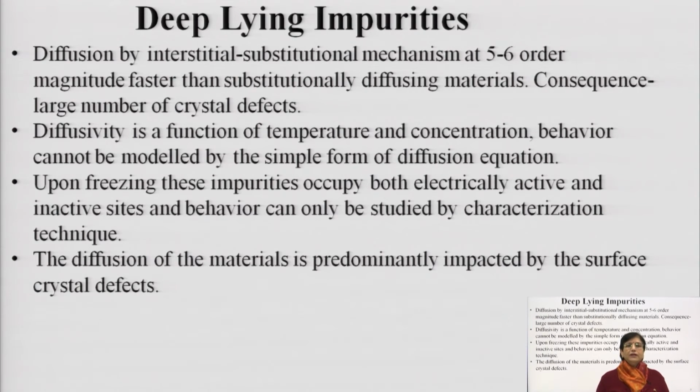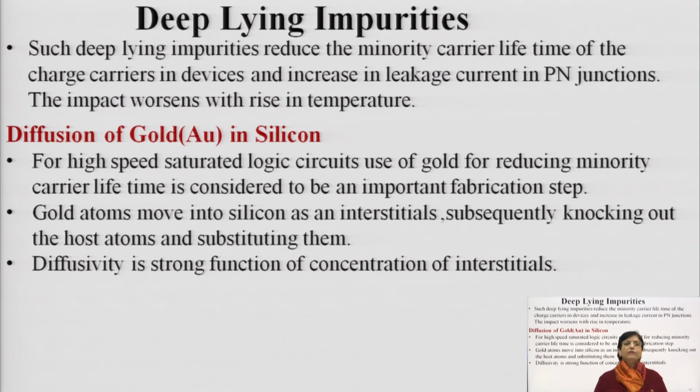The diffusion of these materials is predominantly impacted by surface defects. Whenever you are having any diffusion, you have to take care of the surface defects, because surface defects critically impact the diffusion happening within the bulk. Deep lying impurities can reduce the lifetime of the minority charge carriers and increase the leakage current when you are going for p-n junctions. The impact further worsens when you elevate the temperature.